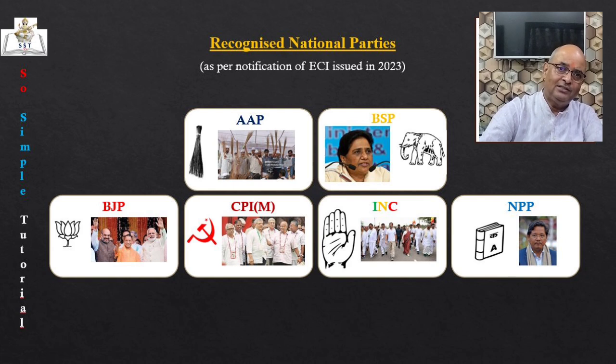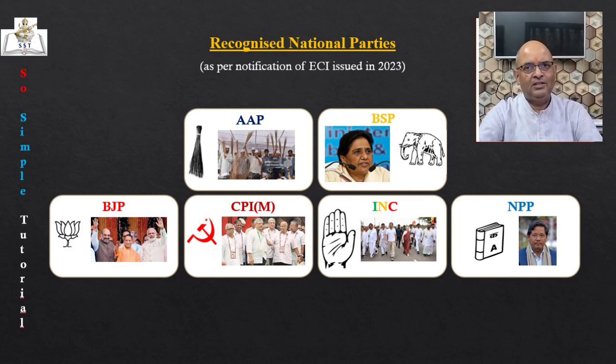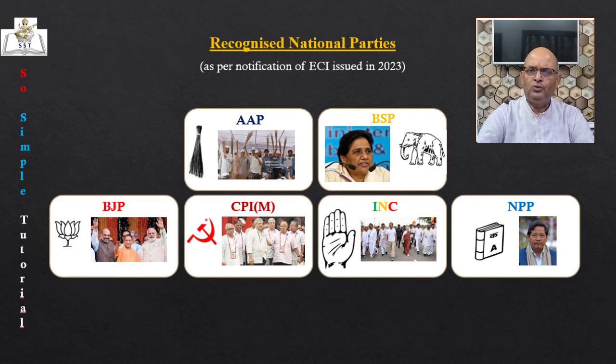Let us now revise the national and state parties. National parties first. How does the Election Commission recognize a political party as a national party? The party that secures at least 6% of the total votes in Lok Sabha or assembly elections in 4 states and wins at least 4 seats in the Lok Sabha is recognized as a national party. According to this classification, there are 6 recognized national parties in the country as per the notification of the Election Commission issued in 2023. Let us see who they are.